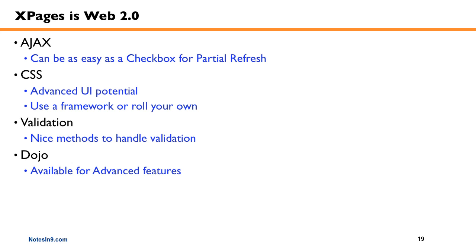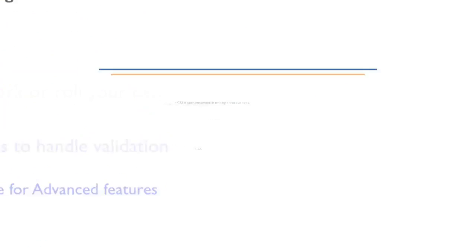Validation, you think of nice methods to handle validation where you get little pretty things on the screen saying this field is required. So that's very easy to do in XPages. And again, for more advanced features like accordion controls and tab controls and whatnot, you can always go out to Dojo for things like that.